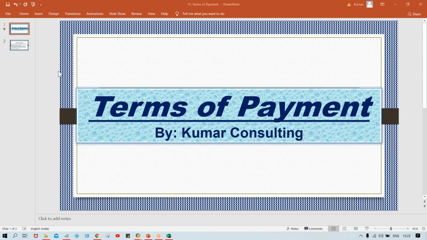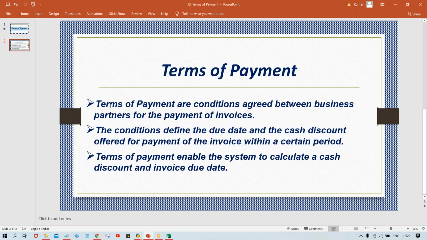I'm going to cover a topic called terms of payment, or it is also called payment terms. In this session, I'll explain what terms of payment or payment terms are and how they are configured in SAP. Look here, guys. Terms of payment are the conditions agreed between the business partners for the payment of invoices. A business partner could be a vendor or a customer. Both are business partners, guys.